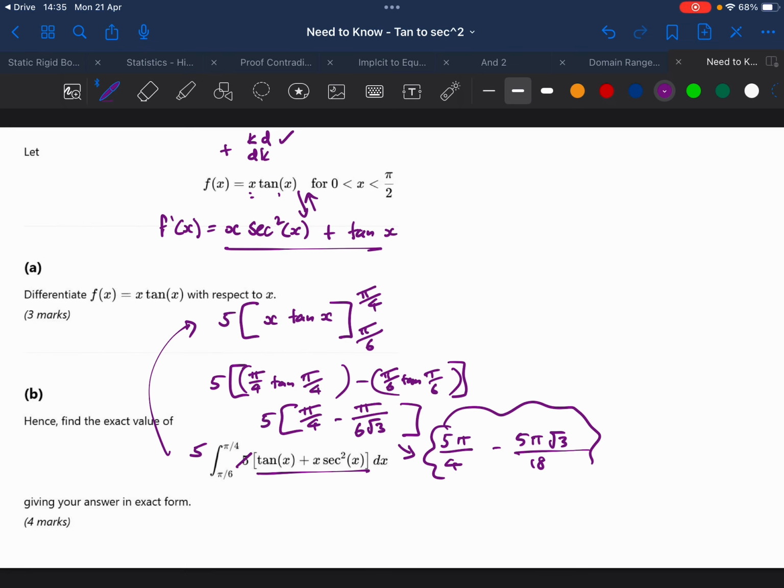So both of these examples today were illustrating how in part A, where we do some work on the derivative and realize that tan differentiates to sec squared, that can then be used in part B with some integration.